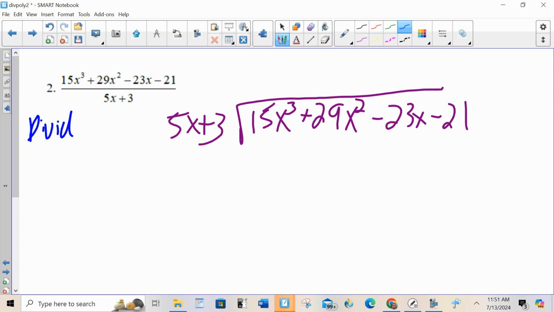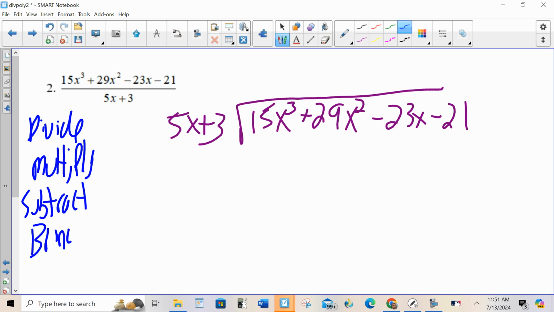Divide, multiply, subtract, bring down. Divide the first term by the first term. 15x to the third divided by 5x is 3x squared. I write that above the x squared term. I want all my like terms to be lined up. That's divide. Multiply. Multiply the top number by the outside.